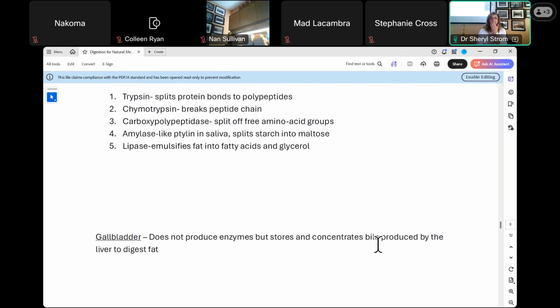We already talked about in a handout from last month the benefits of digestive enzymes. You see how this applies, you guys? It's so important. The gallbladder does not produce enzymes, but it stores and concentrates bile produced by the liver to digest fats.